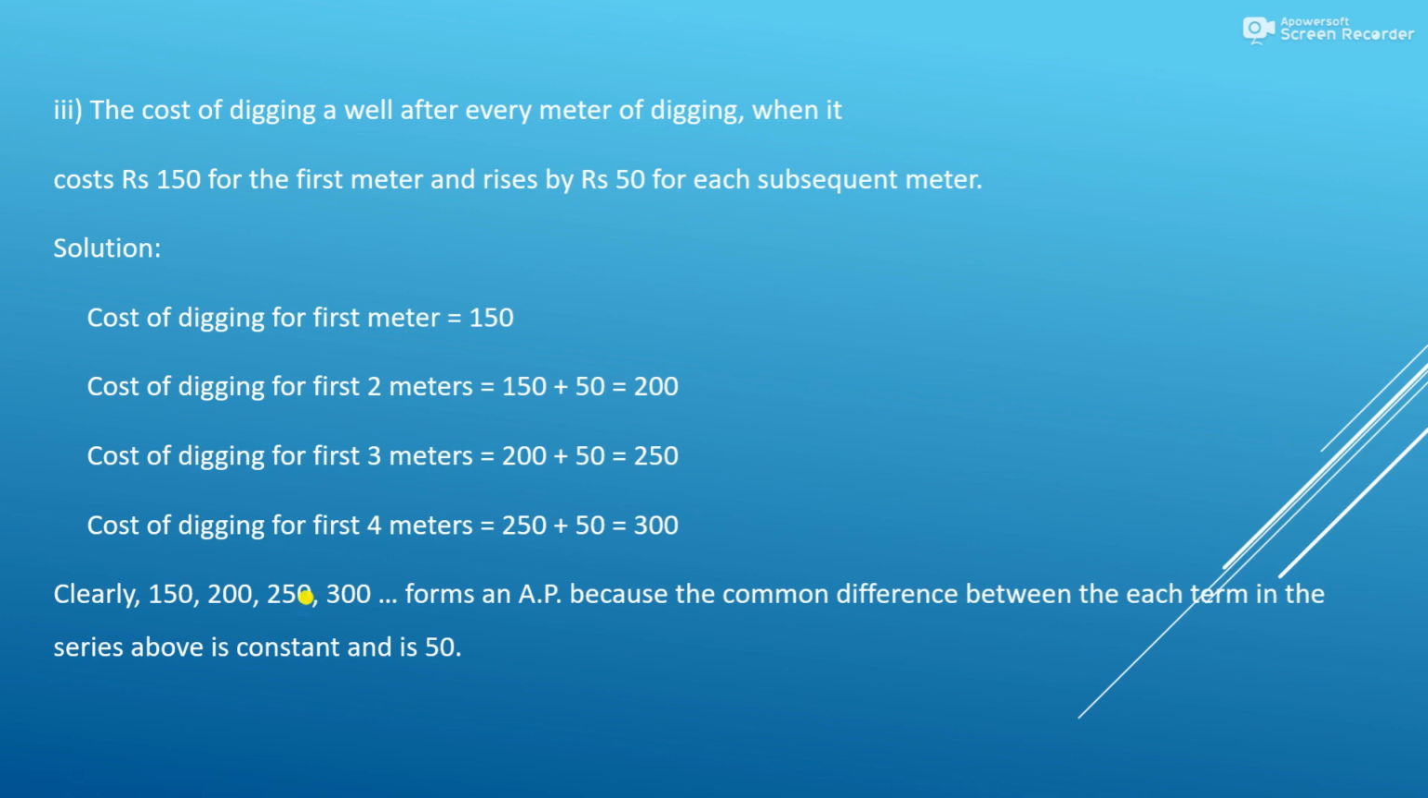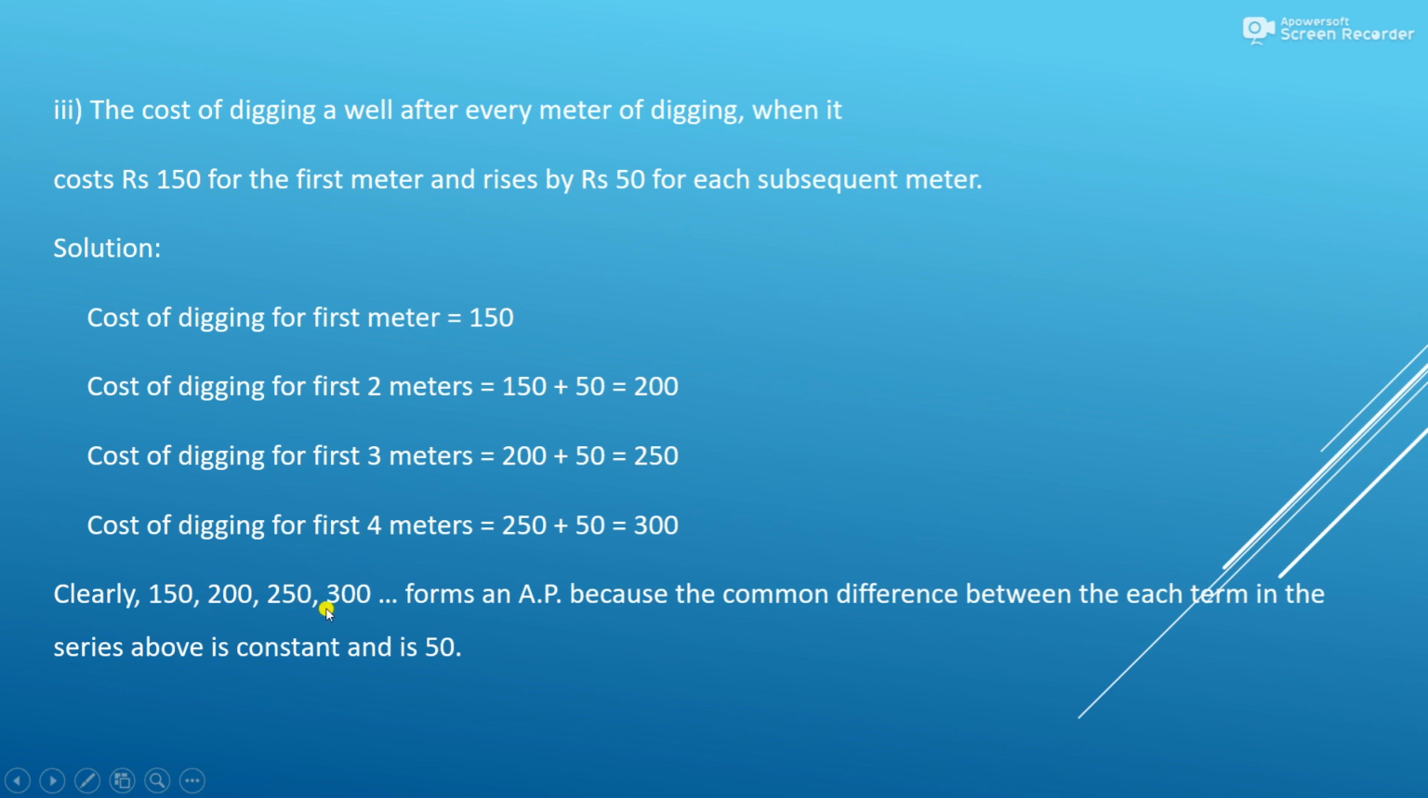Now write the series. That is, 150 the first term, 200 the second term, 250 the third term, 300 the fourth term, 350 the fifth term, like that. Now see the difference. The second minus the first term, 200 minus 150, is 50. The difference between 250 and 200 is 50. The difference between 300 and 250 is also 50.